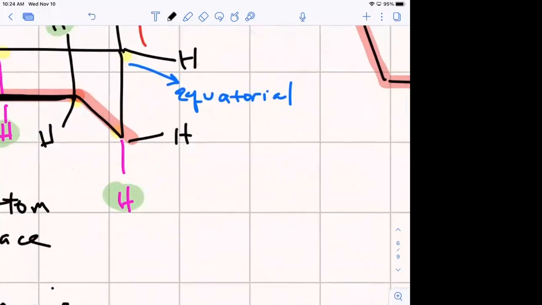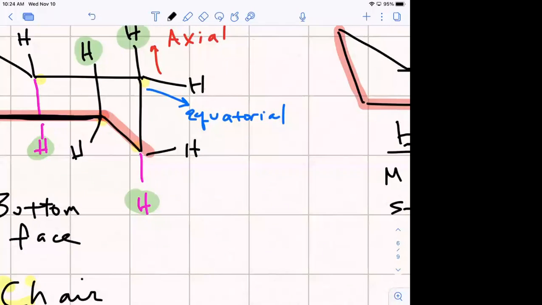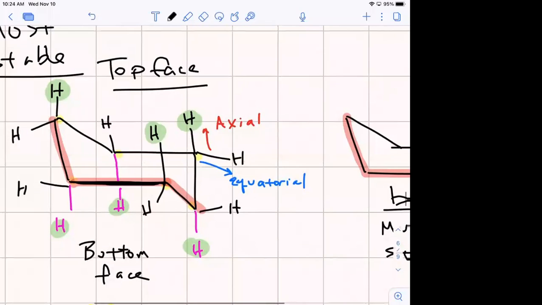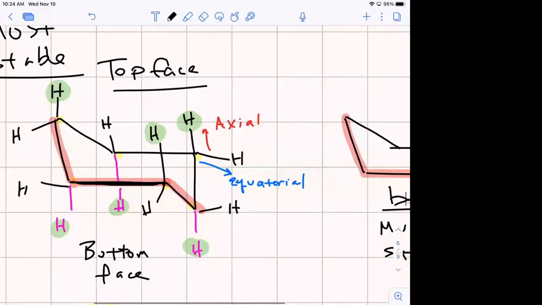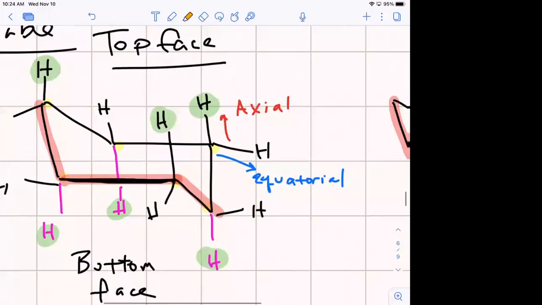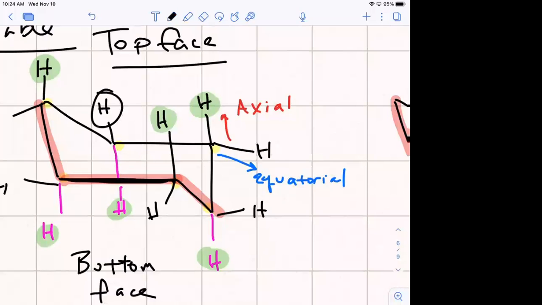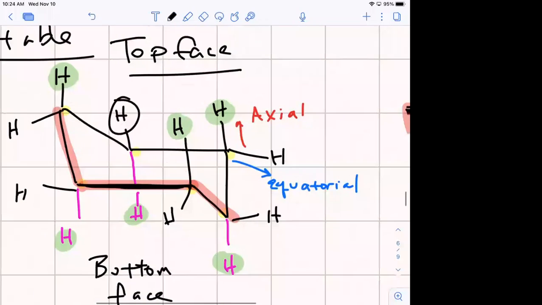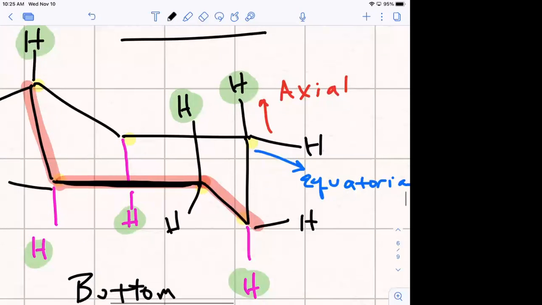The second on the top face. Near the top face. The one next to the green hydrogen. That's not highlighted. Oh, this one. You're talking about this one? Yes. Yeah. So let me draw that a little bit better. That actually should be a little bit more at an angle. So it's here.